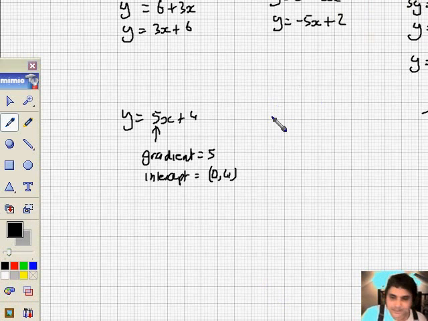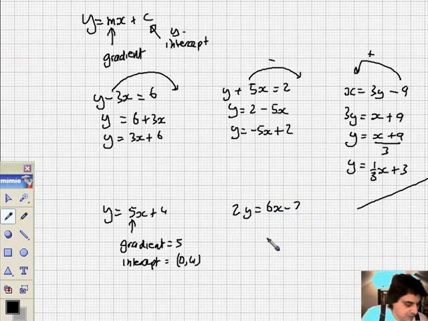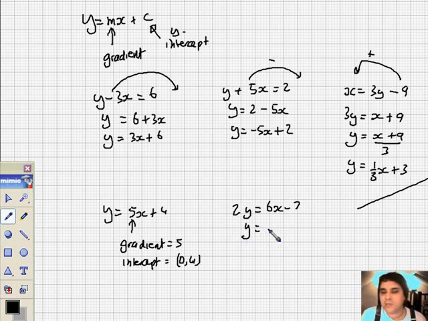Pick up another one here. I've got 2y equals 6x minus 7. Don't worry about this 7. We've now got to divide everything by 2 because I don't want 2y equals, I want y equals. So I take my 6x minus 7 and divide it all by 2. I'm going to get 6x divided by 2, that's 3x. And minus 7 divided by 2 is minus 3.5. Don't be scared of it.